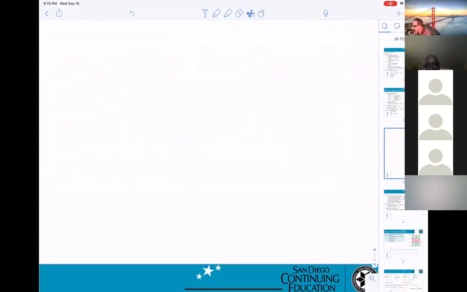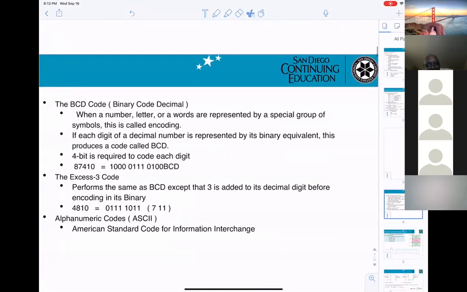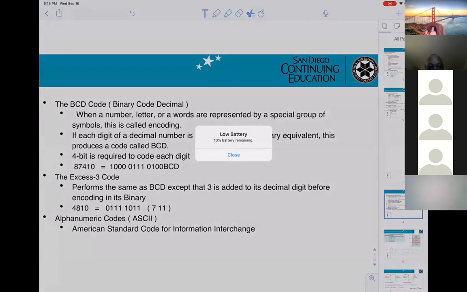Okay, let's see what else. BCD, excess-3 code. We don't care about that for now; we'll talk about it later. Alphanumeric code, ASCII.